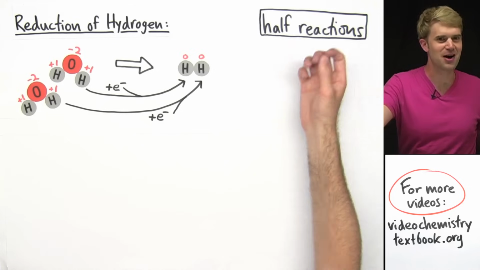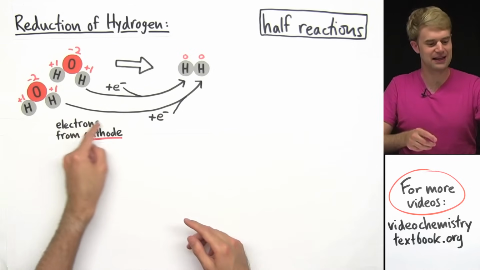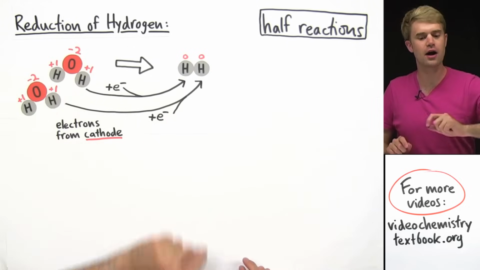Where do these electrons come from in the electrolytic cell? Well, they came from the cathode, because the cathode is what pushes out electrons. The cathode is where reduction happens.